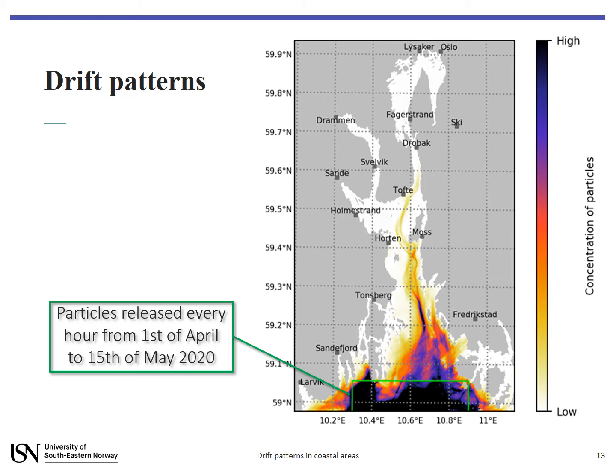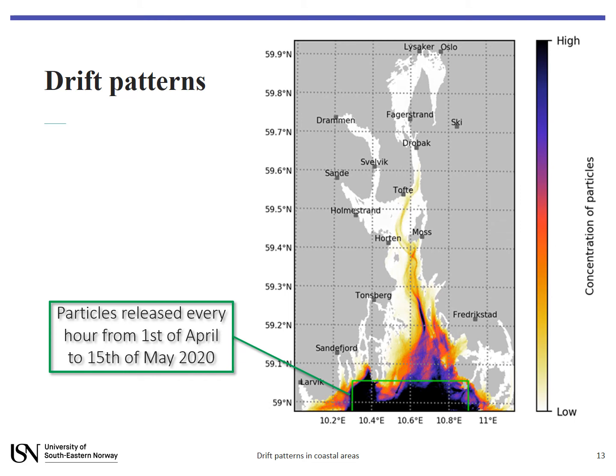Therefore, we chose approximately 6,700 positions close to the southern boundary of the fjord. And then we calculated trajectories for particles released every hour from 1st of April to 15th of May in each of these positions. The result was more than 300,000 different trajectories. So here is a snapshot of the most probable drift patterns.